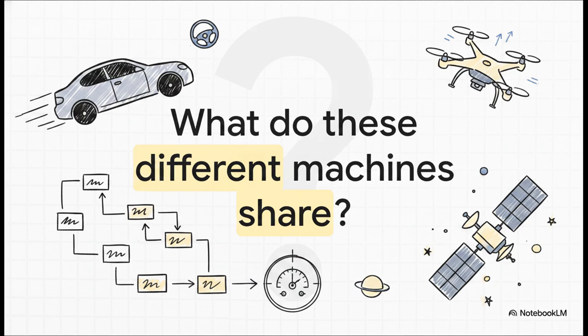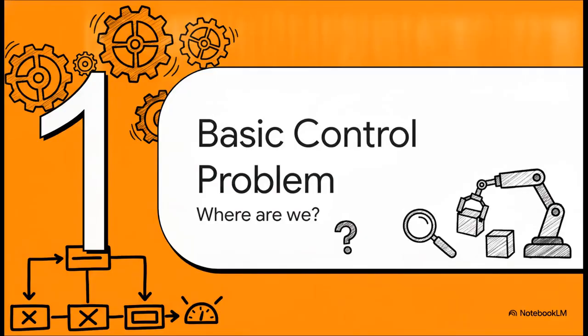What do a car's cruise control, a hovering drone, and a deep space satellite all have in common? I mean, on the surface, they seem like vastly different machines facing totally unique challenges, but they all navigate our world and stay completely stable using the exact same underlying concept, a PID controller. Now, I know that sounds highly technical, but at its core, it's really just a method for a machine to answer one basic question. I'm not where I want to be, so what should I do next? To see how machines answer that, let's start with part 1, the basic control problem.